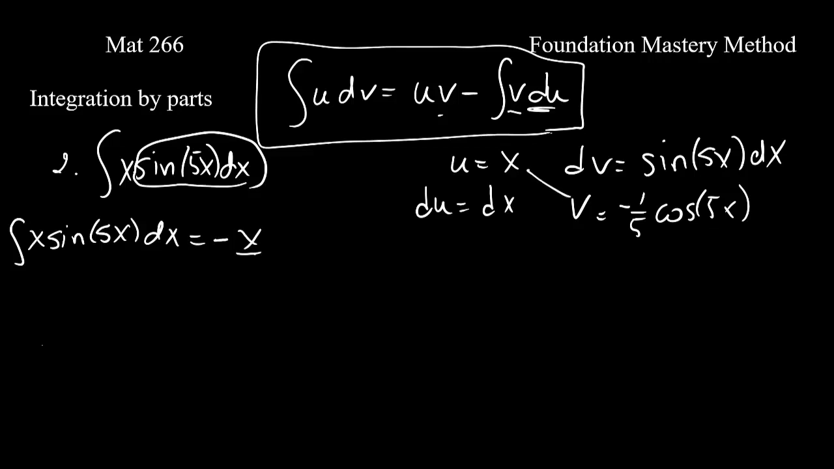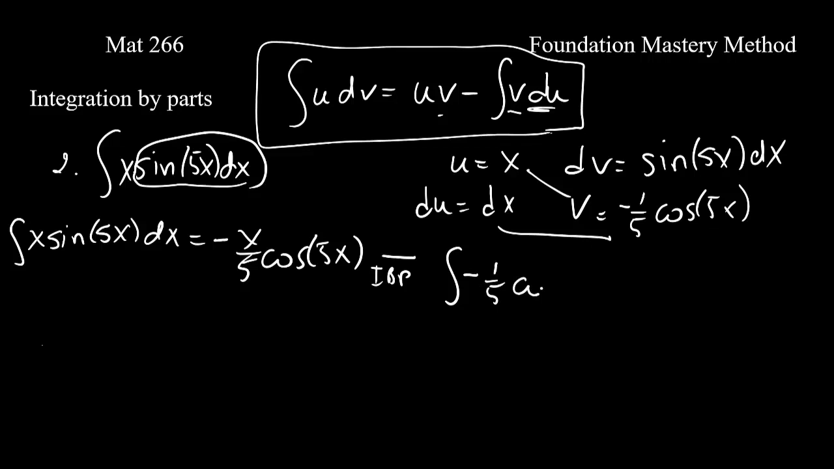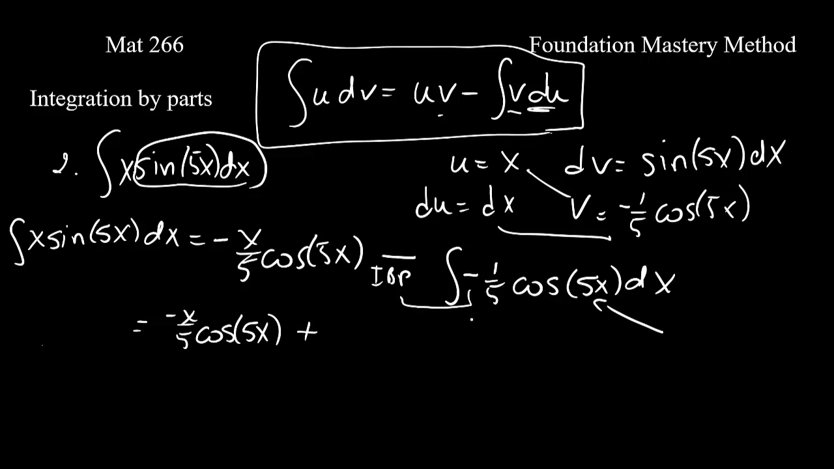will be minus x over 5 cosine of 5x, minus, and this is the integration by parts minus sign, the integral of v du, which will be minus 1/5 cosine of 5x dx. So now, this is something that we can integrate. So this will equal minus x over 5 cosine of 5x, plus, combining these two minus signs.